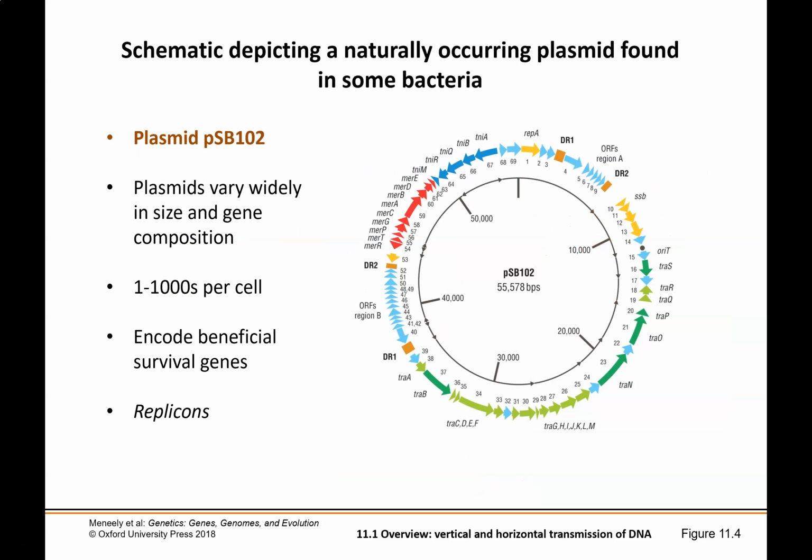So we've talked a little bit about plasmids. We've actually seen a plasmid in our lab so far. We saw the pGLO plasmid. Whether your class did the pGLO transformation or just the pGLO plasmid restriction, we actually saw that plasmid. This is another plasmid. This example plasmid is called pSB102. This is a fairly large plasmid, 55,000 base pairs.